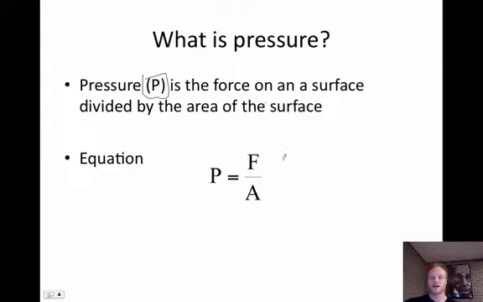And typically the force is going to be in newtons, and the area will usually be in meters squared. And then pressure is measured in this thing called a Pascal, which is Pa. So that's basically the rundown on what the equation is for pressure. And so if I give you two of those things, you should be able to figure out the third piece, the unknown in that equation.